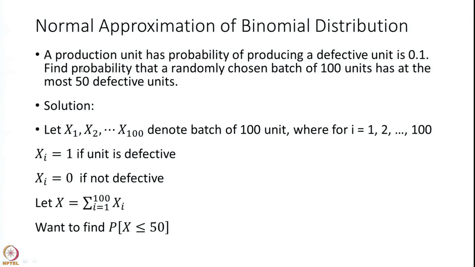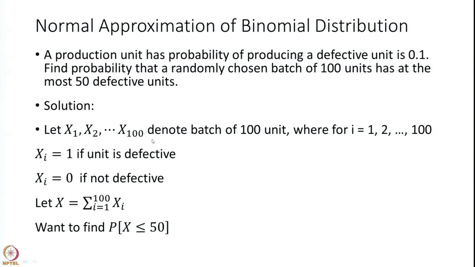You remember the previous question: a production unit has a probability of producing a defective unit as 0.01, and a randomly chosen batch of 100 units, so n is equal to 100. What is the probability that it has at the most 50 defective units? Maximum number of defective units it can have is 50. You recall we did the same thing by calculating the exact value in order to show the binomial approximation to the Poisson distribution. Now, we are going to the normal approximation.